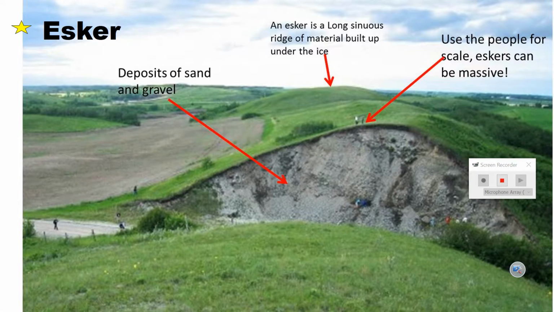You can see here a road's been cut through an esker, and you can see it's still a sinuous ridge. Sinuous just means waving or snaking. You can see the size of some of these things. They can be huge when they've been under ice sheets, which are maybe a kilometre or a mile thick in some places around the world. You can see the types of deposits of sand and gravel.